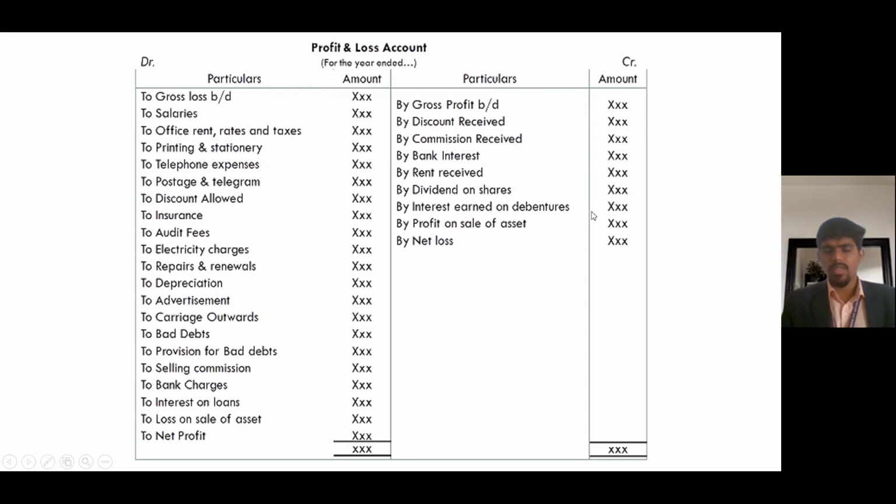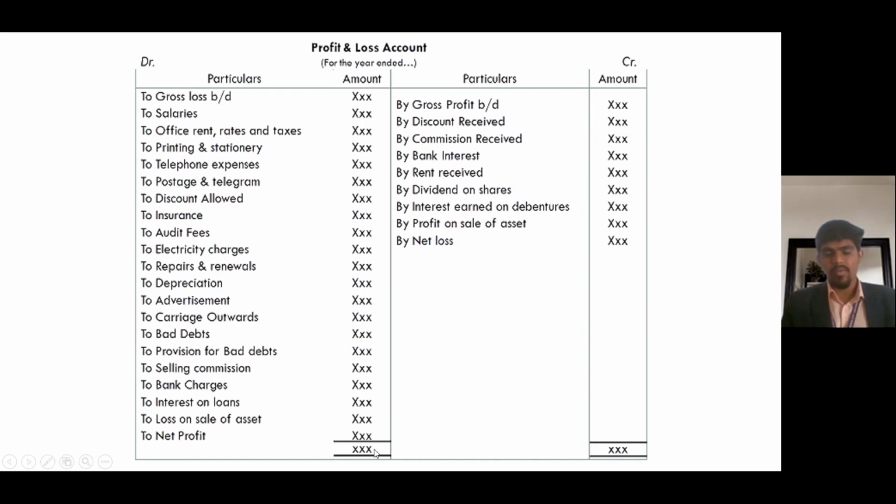Next, interest earned on debentures. If you are a debenture holder for some businesses, then the interest earned on that debenture will be taken as non-operating income. Next, profit on sale of asset. If you are selling any asset and you earn certain profit on that, that will be taken as profit on sale of asset.